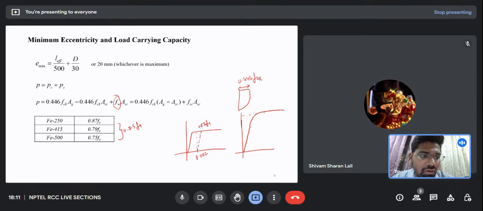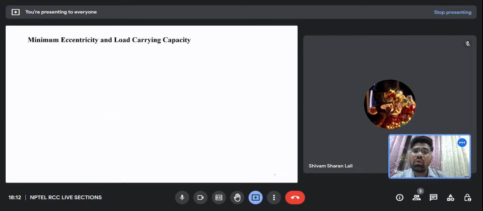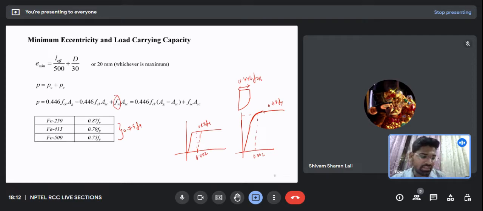But this is not the case for Fe415 and Fe500, because as soon as you bring this value here, what will happen? The strain, there is some mistake in the diagram. Actually, if you look, this 0.002 will lie in a region which is not exactly 0.87 Fy, because of this non-linear region. Okay, so you can figure it out. Now, this was the minimum eccentricity criteria. Just remember these few things, it will be very important for you.